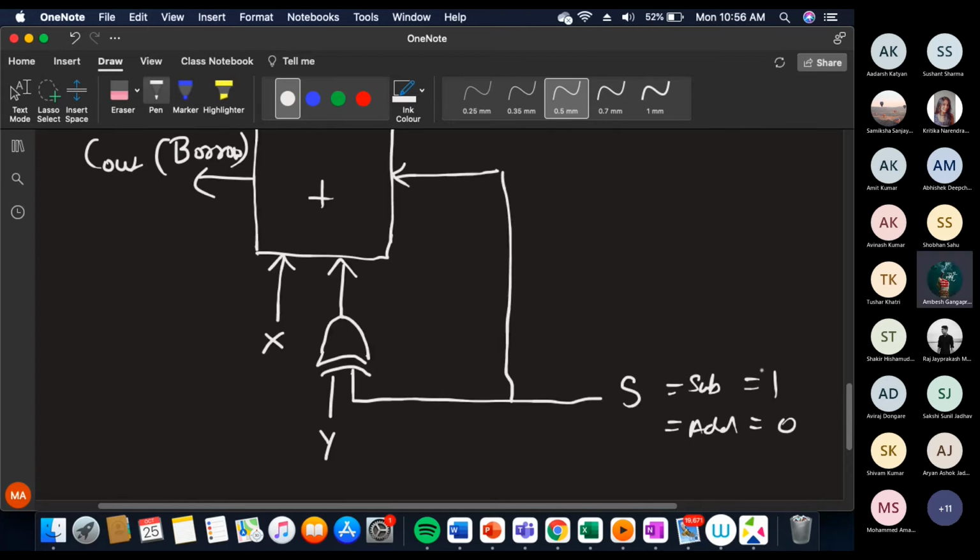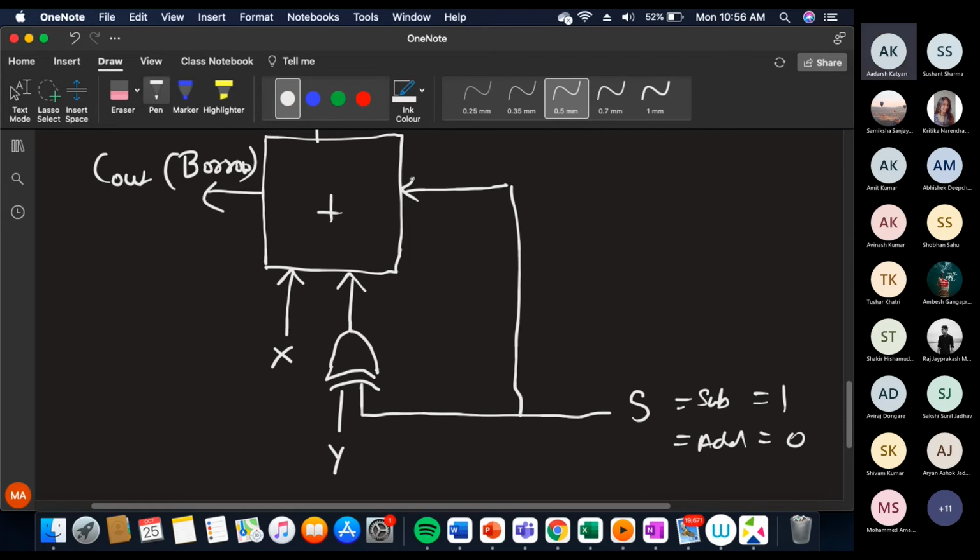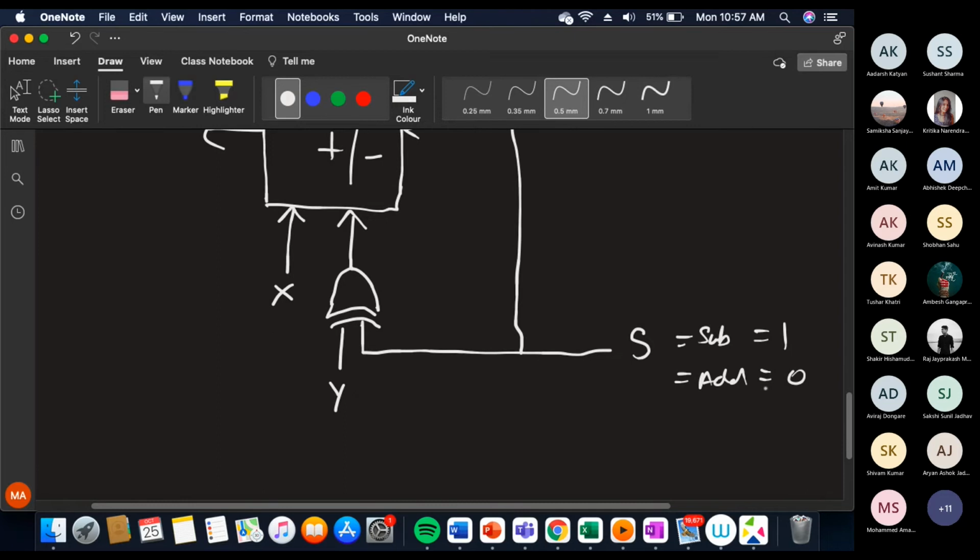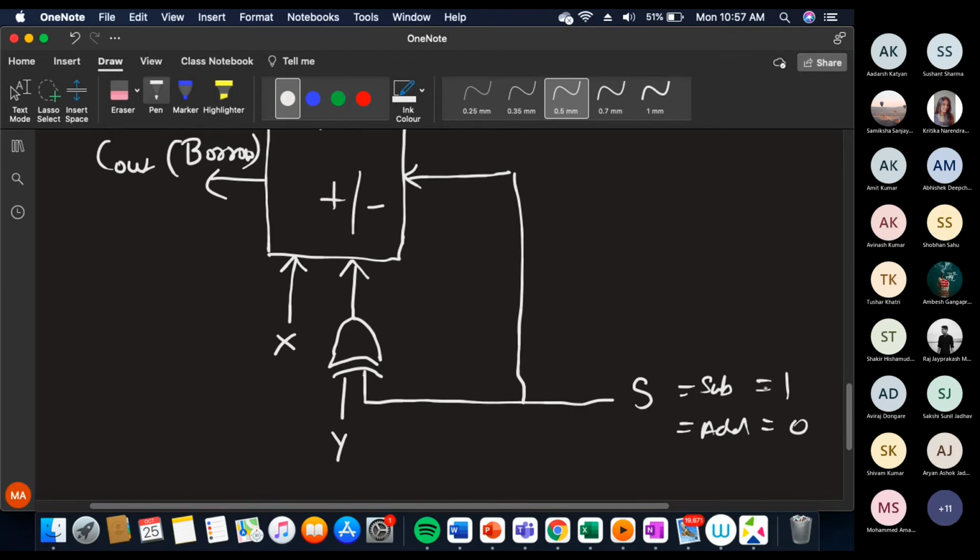Is that clear? So this circuit will act as the subtractor as well as the adder. It depends on the sign. If you want to perform subtraction, make S as 1. And if you want to perform addition, make S as 0. Is that clear so far?